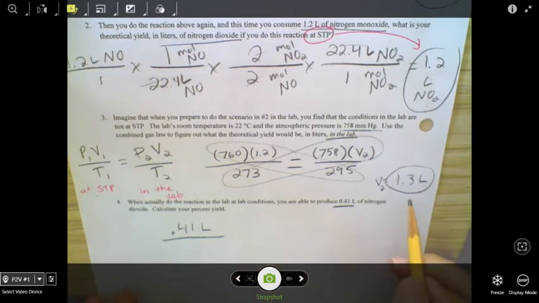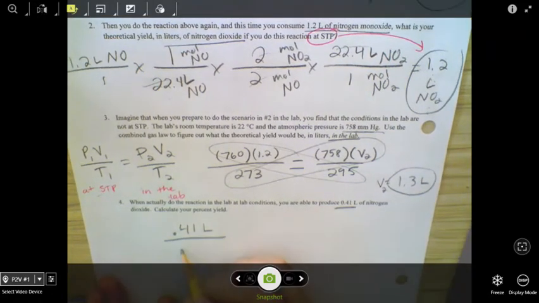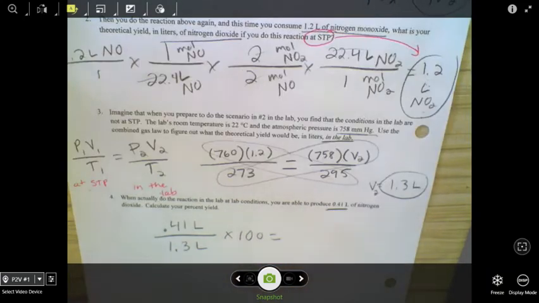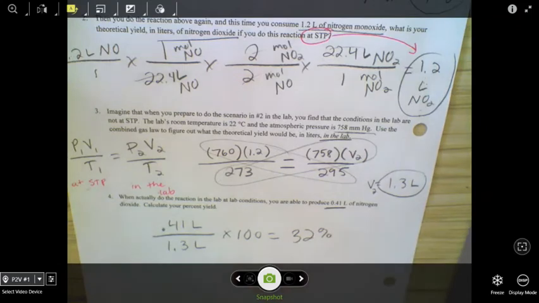So we have 0.41 liters. And then the theoretical yield, be sure you use the theoretical yield in the lab conditions, not at STP. In the lab conditions, it's 1.3. So this is kind of low. It's like 30%. Round it to 2 sig figs, so we get 32%. Okay, that's a bit low.